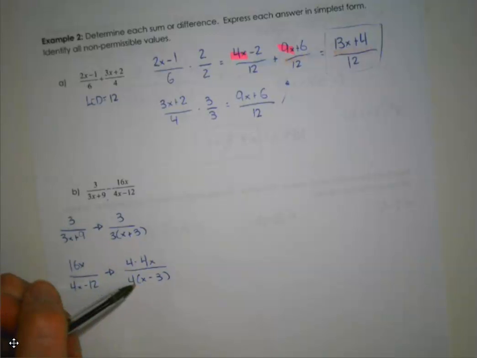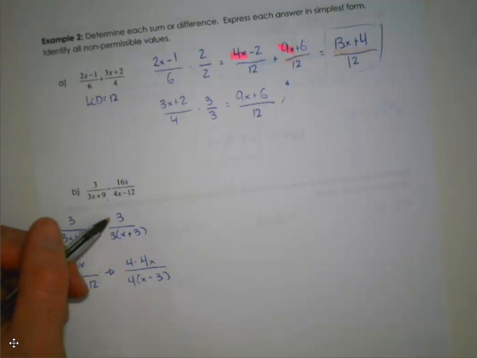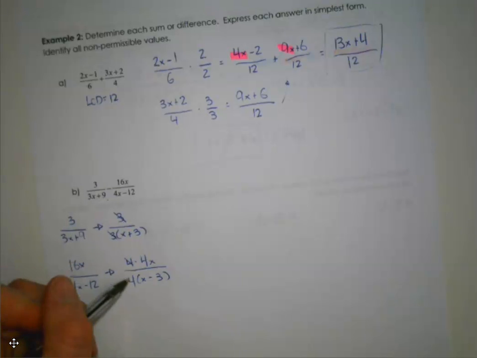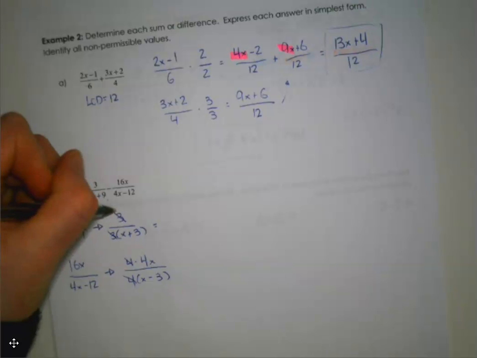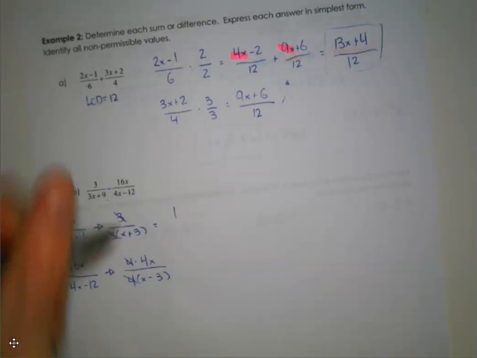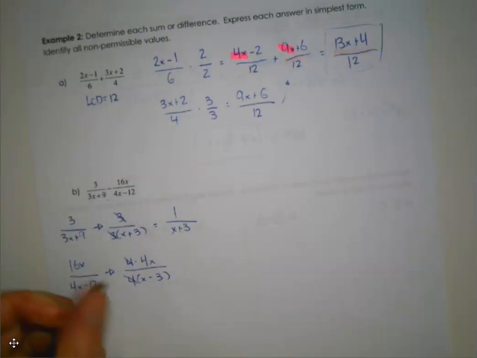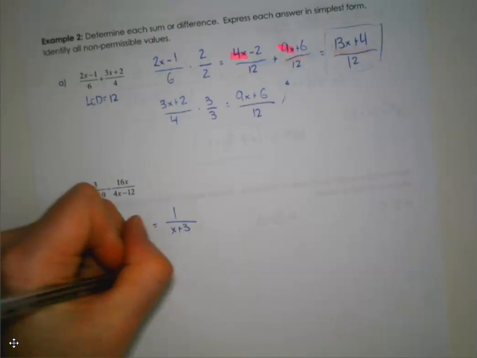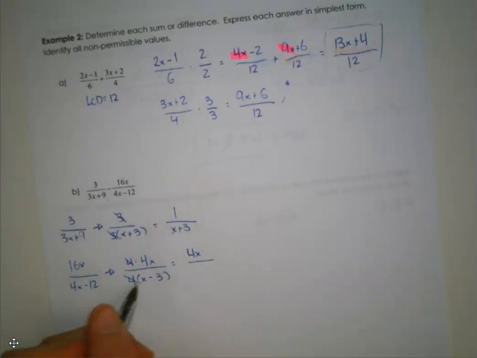Now that we've factored them, we want to see if we can simplify them by canceling out like terms between the numerator and the denominator. So we have 3 and 3 here, and we have 4 and 4 there. So we're left with, remember, if you cancel out the top term, it's just going to be 1 over the denominator, so 1 over x plus 3. And on the bottom, we're going to have 4x over x minus 3.